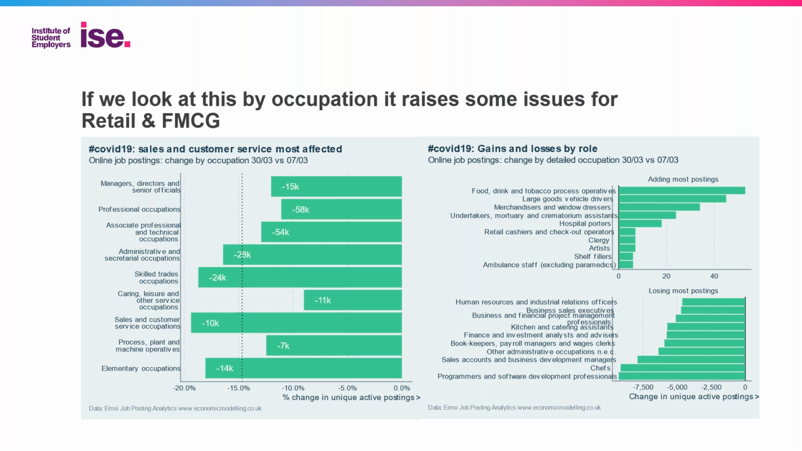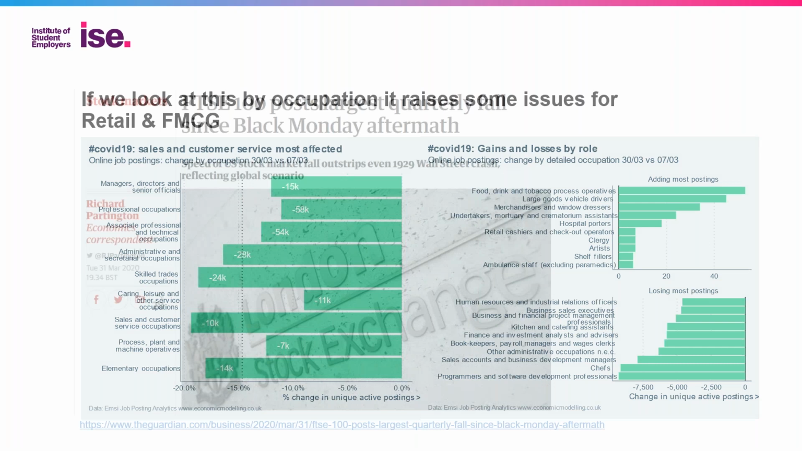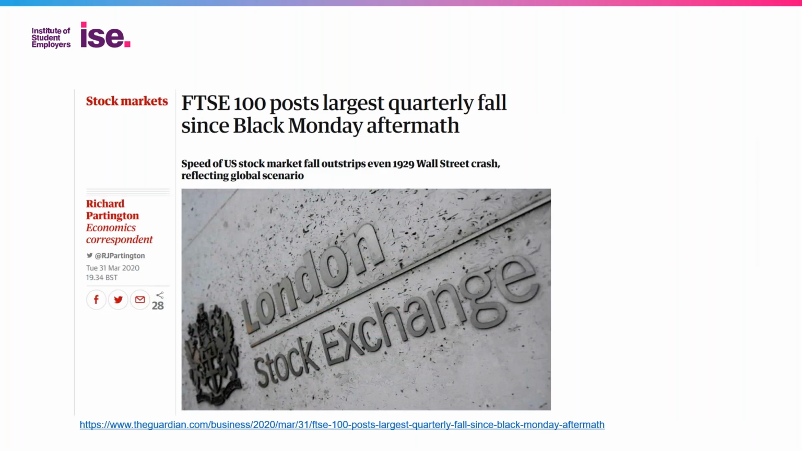It's not clear that it will affect one sector more than another, but some of this data starts to give us some clues about where it might affect, and some of the things where we're seeing increases are probably quite short term. Now, the bigger economic picture that we've got, this is from The Guardian today. It tells us that the FTSE 100 posted the largest quarterly fall since the Black Monday aftermath. So it's looking quite grim, the overall economic picture. Obviously, the government is doing quite a lot about that. There's a lot of people thinking about this. We're not sure how it's all going to play out, but there are certainly some very negative signs from the wider economy at the moment.